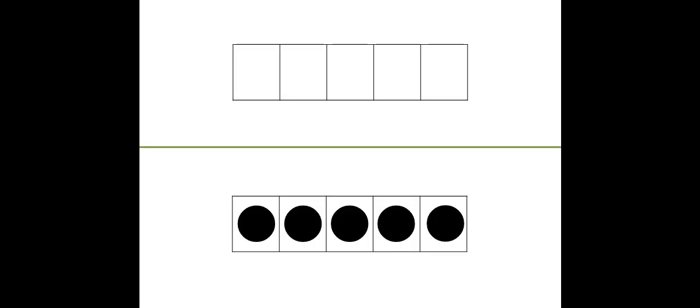Five, good. If you know how many spots are on a five frame, that one should have been quick chick. Five spots on a five frame. That bottom one is full, so it's five. What if I ask you the parts here? What would you say? Five and zero.